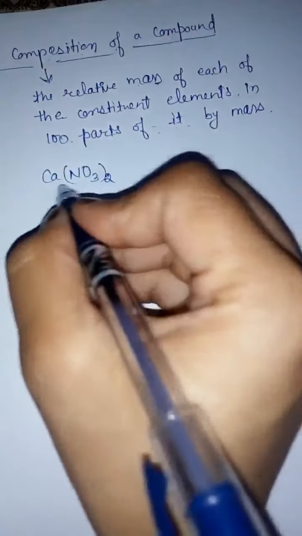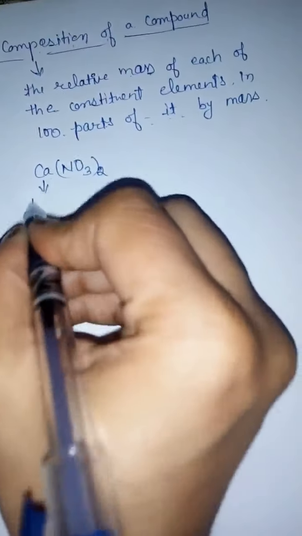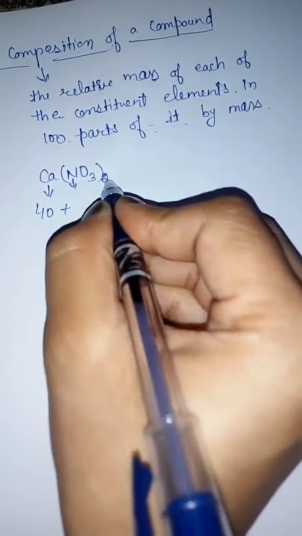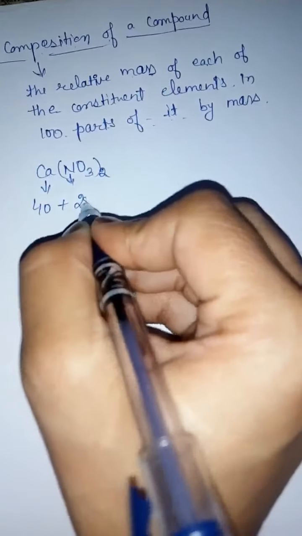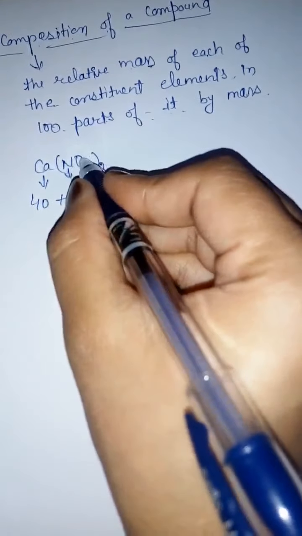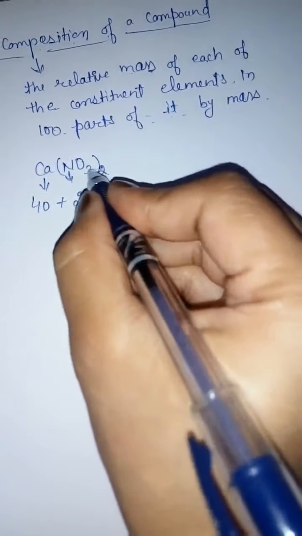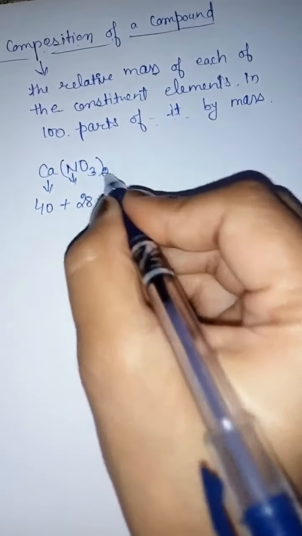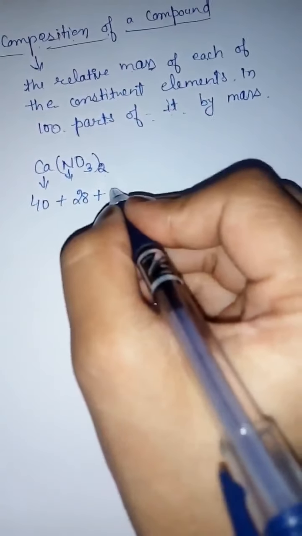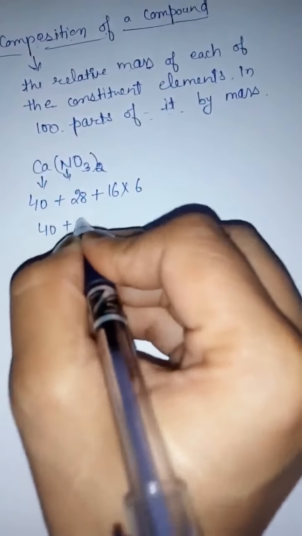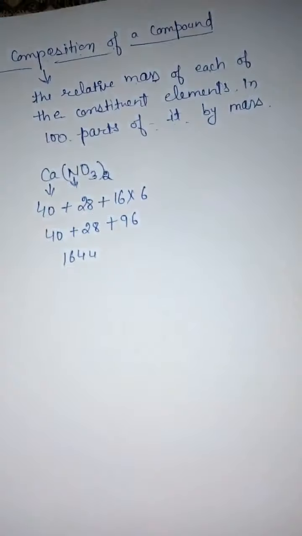Here the atomic mass of calcium is 40, nitrogen 14, but here there are 2 nitrogen, so it is 28. 14 twos are 28, plus oxygen atomic mass 16. Here 3 twos are 6, it is not 3 plus 2, 5. It is 3 twos are 6, 6 oxygen atoms. So it is 16 multiplied by 6. So it will come 40 plus 28 plus 96. It will come 164 u.